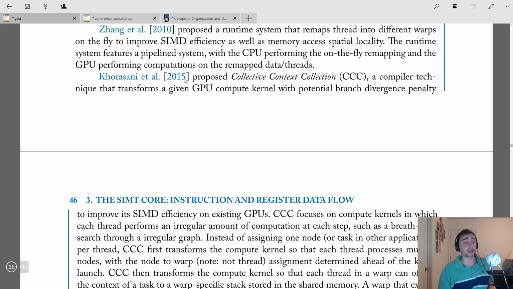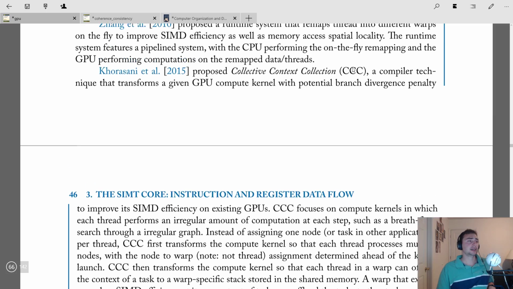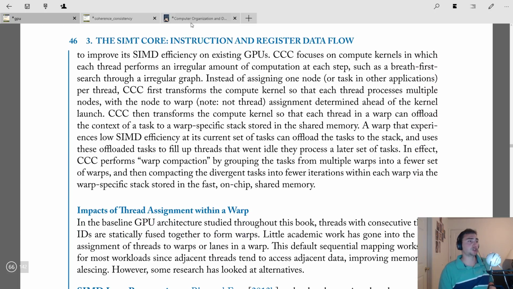Another idea, from 2015, proposed CCC, or collective context collection. This is more of a compiler-side thing: a compiler technique that transforms a given GPU kernel with potential branch divergence penalty to improve SIMD efficiency on existing GPUs. It focuses on compute kernels in which each thread performs an irregular amount of computation at each step, such as a breadth first search through a regular graph.